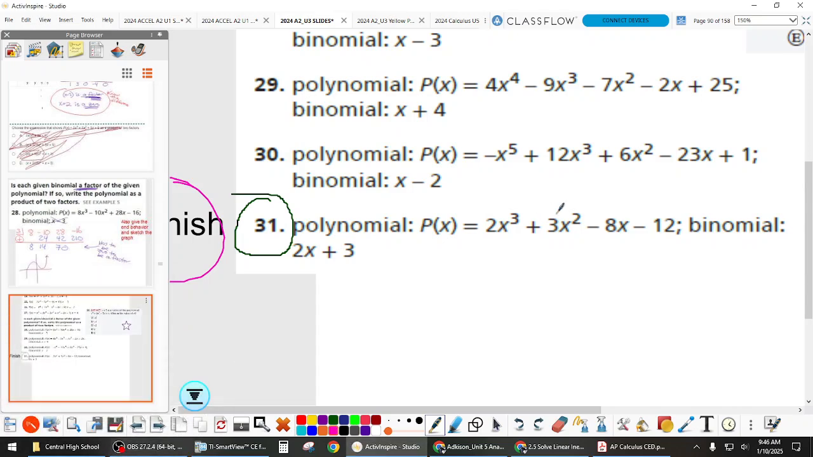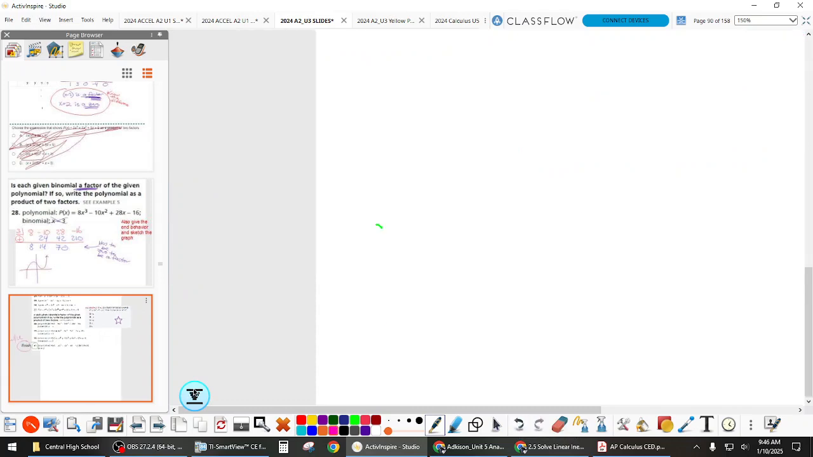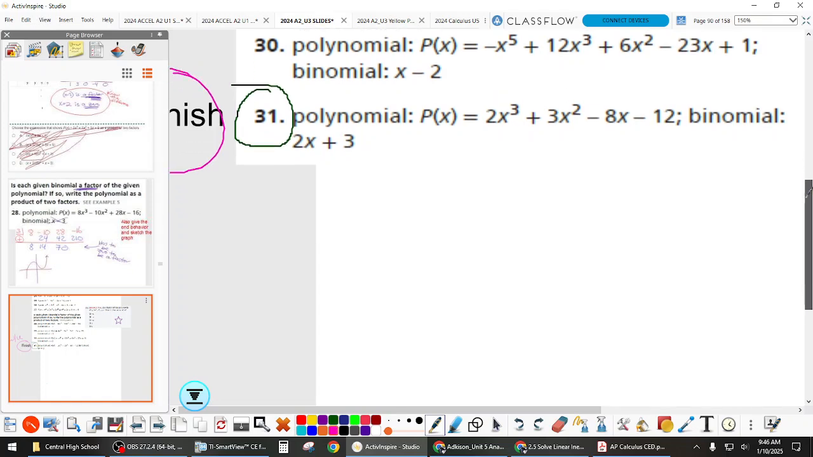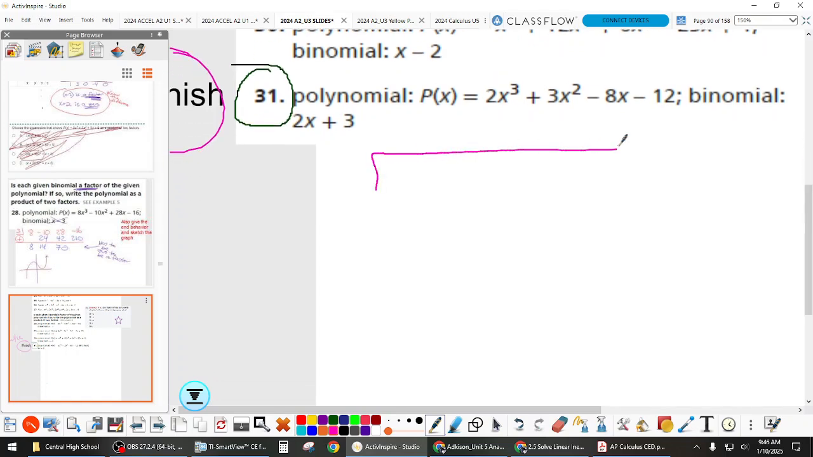Yeah. So make sure, if that wasn't there, you would put 0x squared in place of it so that it keeps that all organized for you. Why do we have to do long division on this? Yeah, it's not just x plus 3. So we'll do long division instead. And how do we start?